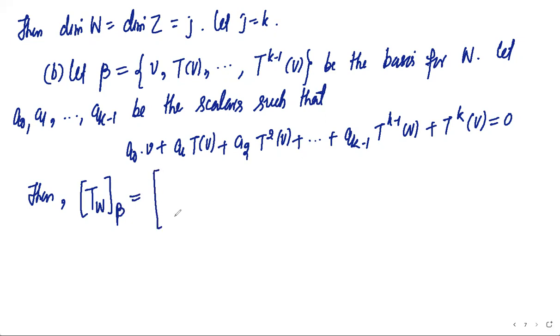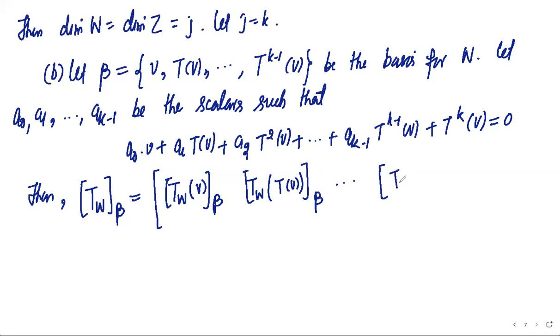This is a matrix whose columns are the coordinate vector of TW of v, related to the basis beta. Then the second column is the coordinate vector of TW of T of v, related to the basis beta, and so on. And similarly, the last vector is TW of T^(k-1) of v related to the basis beta. So now we will evaluate these coordinate vectors related to the basis beta.